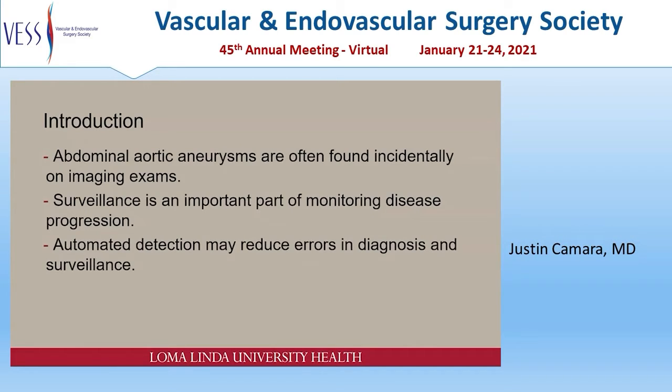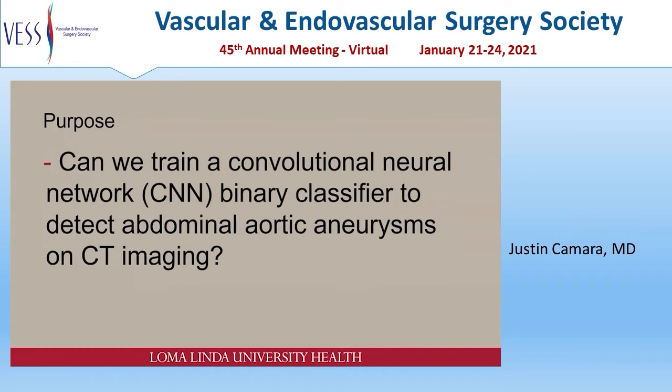Abdominal aortic aneurysms are often found incidentally on imaging exams, and surveillance is an important part of monitoring disease progression. As a result, automated detection may reduce errors in diagnosis and assist with surveillance. Our primary research question then is, can we train a convolutional neural network binary classifier to detect abdominal aortic aneurysms on CT imaging?